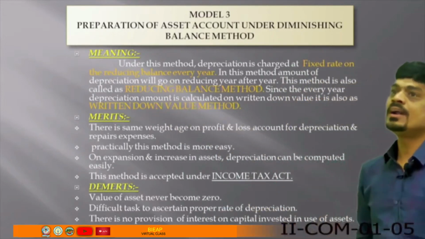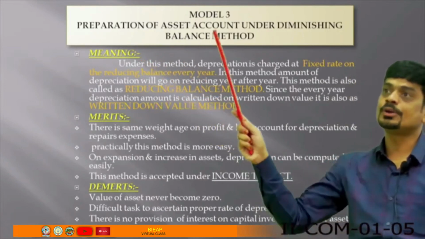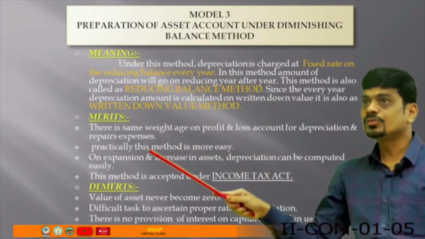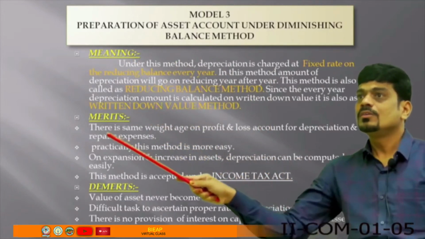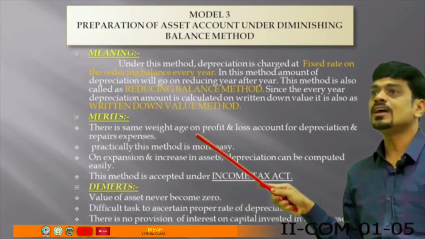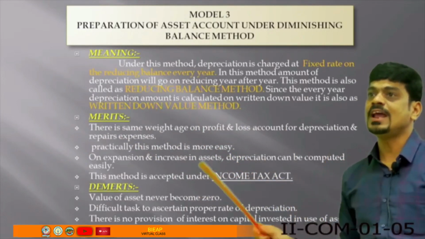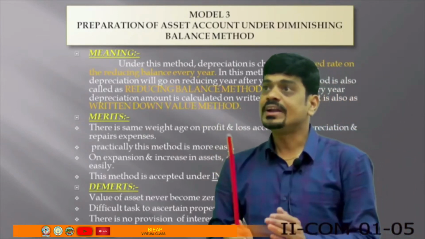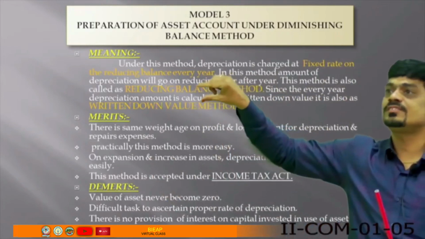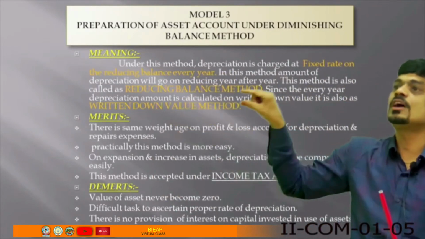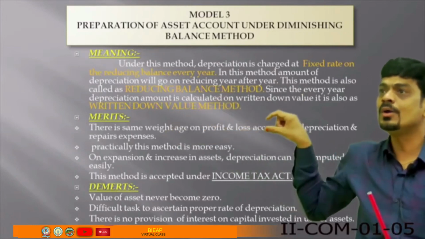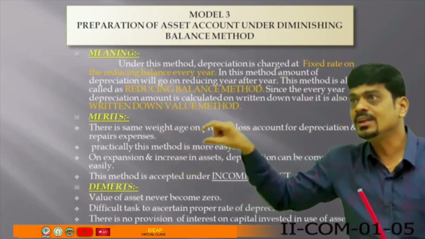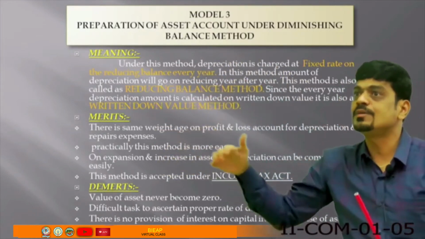Now, what are the advantages of this method? Again, from a 2 marks point of view, this question is important. What do you mean by diminishing balance method? So, merits: there is the same weightage on the profit and loss account for depreciation and repair expense. Same weightage in the sense the rate of depreciation is same and the amount of depreciation is according to the written down value. If the value is 9,000, depreciation will be 900. If 8,000, 800. Like that, accordingly we are charging depreciation.